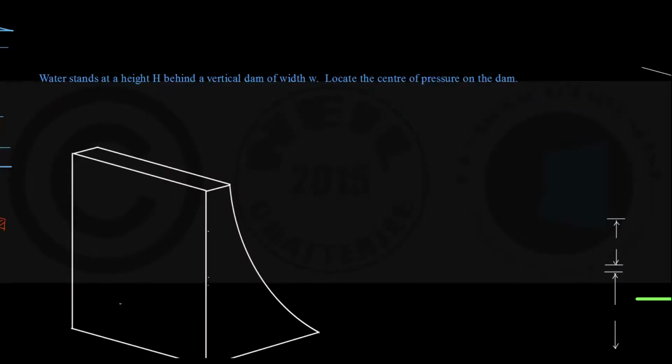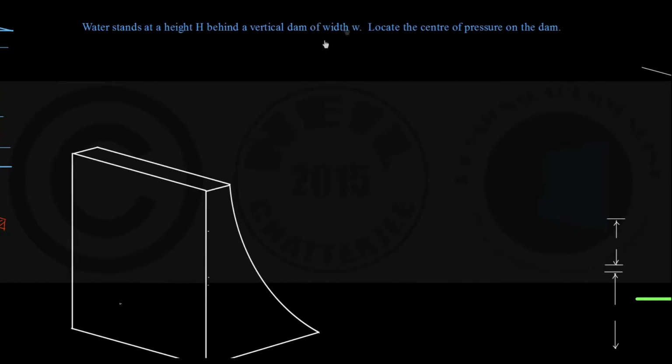Let us move on to the next problem, which is a problem on a dam. This will be problem number 3 for us, and it says that water stands at a height h behind a vertical dam of width w. Locate the center of pressure on the dam.